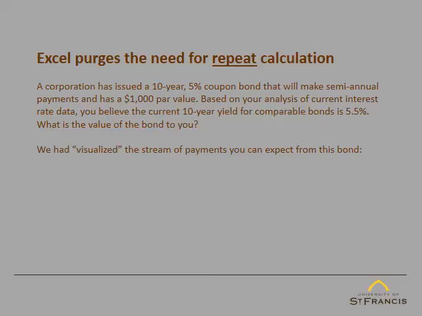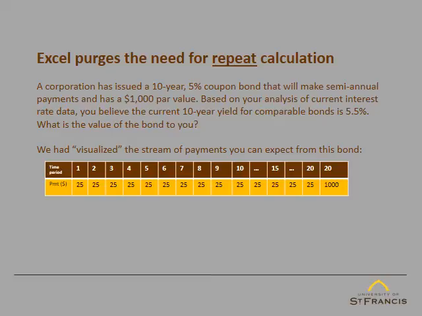So recall that we had visualized the stream of payments that you expect from this bond as the following. A series of $25 payments, those are the coupon payments that will be received for 20 time periods, and a $1,000 lump sum that is the repayment of the par value at maturity. While the payments remain the same, we will view it a little differently for the purposes of doing the problem in Excel. So let's go ahead and see what is going to be different.